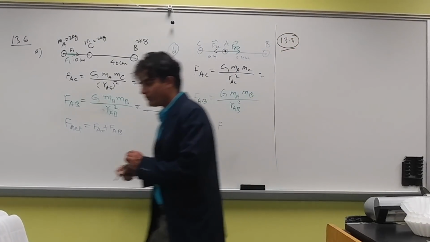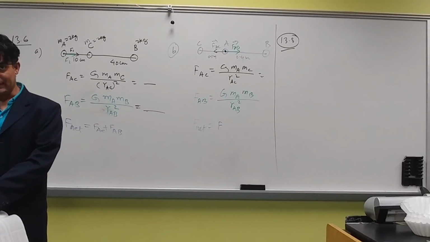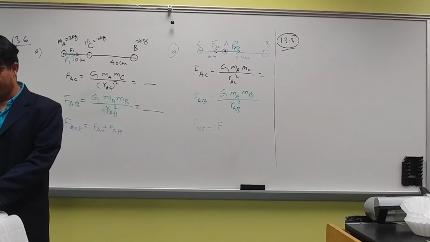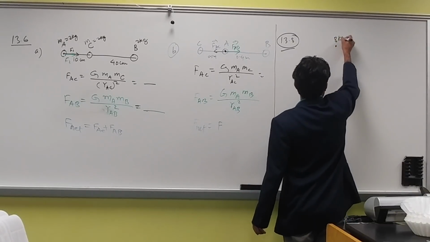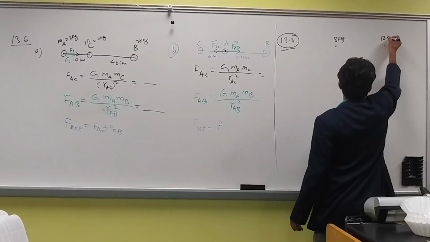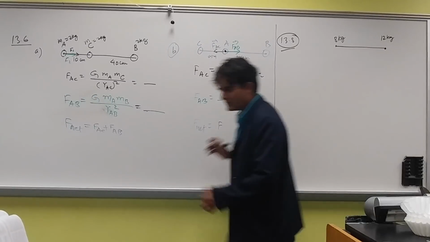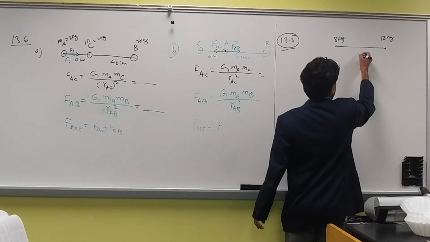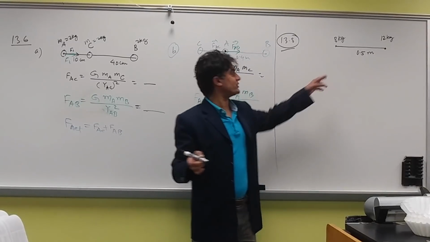13.8. What the question says is, listen to the question first. Try to picture the question and then we'll solve the problem, okay? An 8 kilogram point mass and a 12 kilogram point mass are held in place 50 centimeter apart. You have 8 kilogram, 12 kilogram, 50 centimeter apart. So 50 centimeter, I write here 0.5 meter. The question says 50 centimeter, I wrote 0.5 meter.